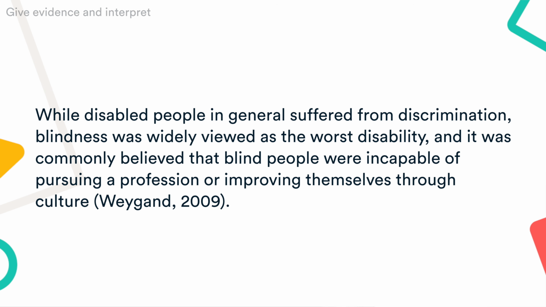In our example, we give evidence by paraphrasing from relevant sources. While disabled people in general suffered from discrimination, blindness was widely viewed as the worst disability, and it was commonly believed that blind people were incapable of pursuing a profession or improving themselves through culture.